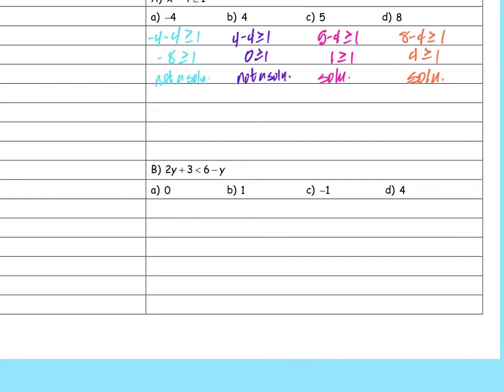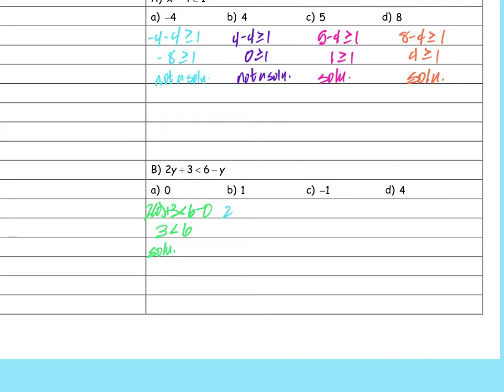I hope if you get the answer wrong, you see what you did wrong so you can figure it out. Most of you have gotten them right, though. So I've got 2 times 0 less than 6 minus 0. 3 is less than 6. This is a solution.